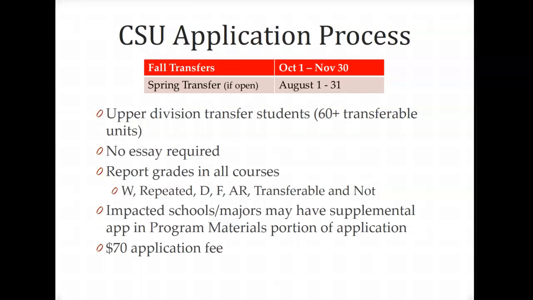There's no essay required for the CSU application. However, if you're applying to EOP, they do have some questions that you have to answer. And you're going to report grades in all of your courses, no matter what you earned or if it was transferable or not. And some impacted schools or majors might have additional questions that you have to answer through program materials. The application fee is $70, so keep that in mind as you're applying because that can add up and you want to make sure that you have narrowed down your choices to the campuses that make sense for you to apply to.